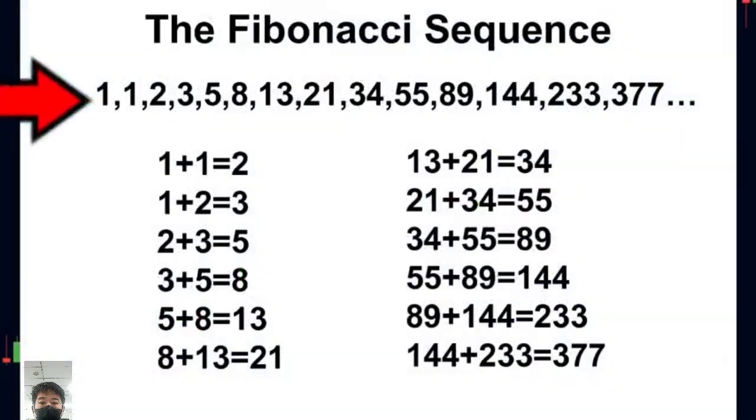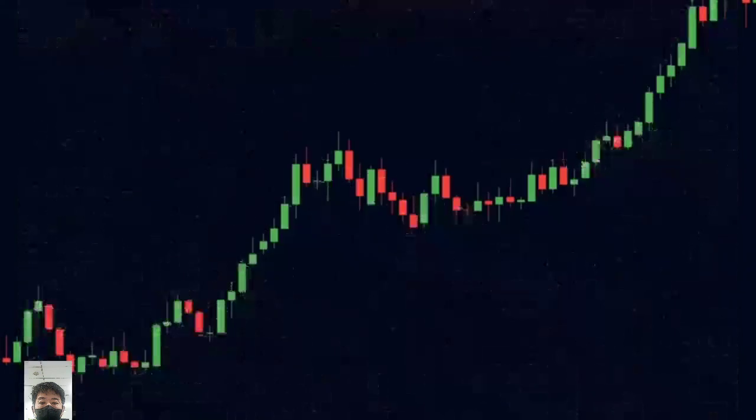The numbers start from 0, and then they keep on adding the values of the previous two numbers in the sequence. For example, 0 plus 1 is equal to 1. Then 1 plus 1 equals 2. 1 plus 2 equals 3. 2 plus 3 equals 5, and so on. Any given Fibonacci number is the sum of the previous two Fibonacci numbers.